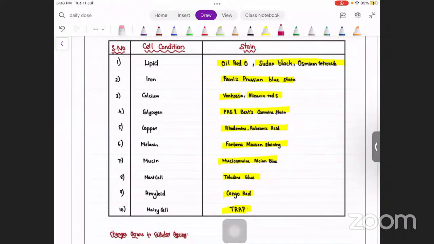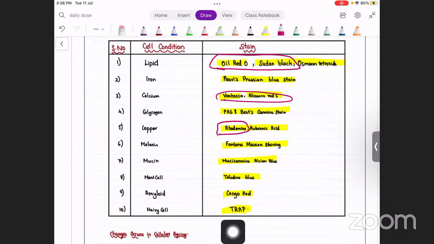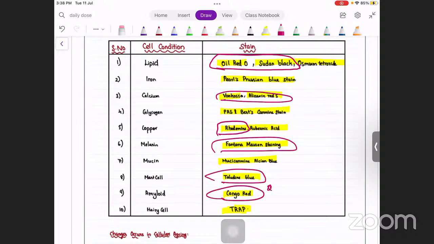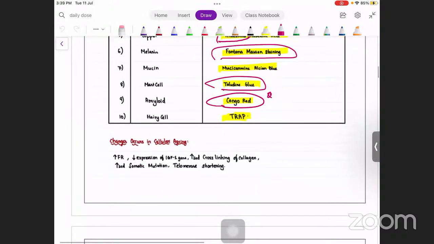Now coming to the point, what are the things you have to remember? You should not forget: lipid, oil red O and Sudan black are pretty important. You should not miss it. Then copper, rhodanine, and calcium, von Kossa and alizarin red S. Then melanin, Fontana-Masson staining. Mast cell is toluidine blue, and amyloid is Congo red. Amyloid is something you should not forget at all. Okay, you have to remember that. Amyloid is Congo red. Then hairy cell is TRAP.